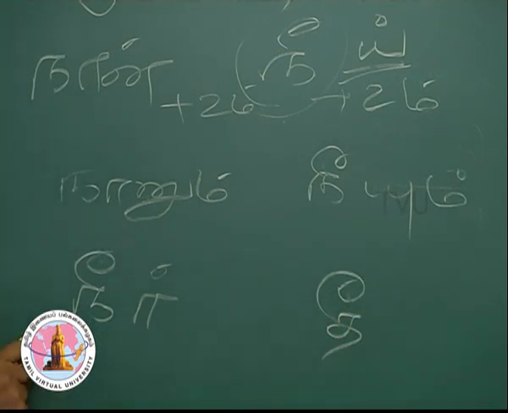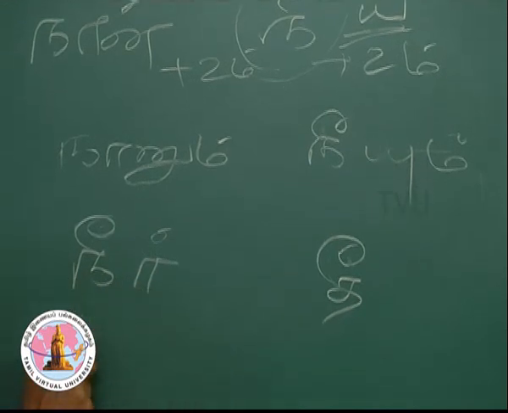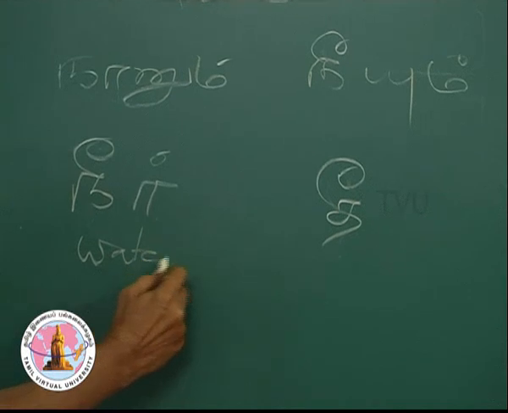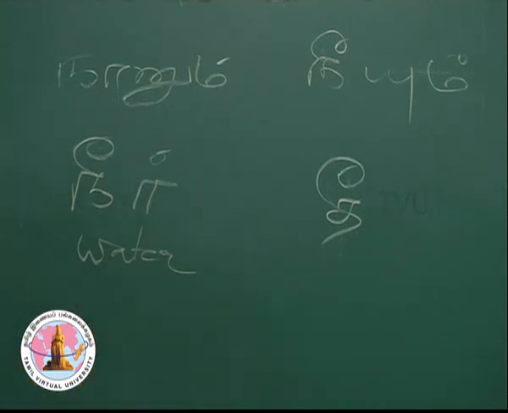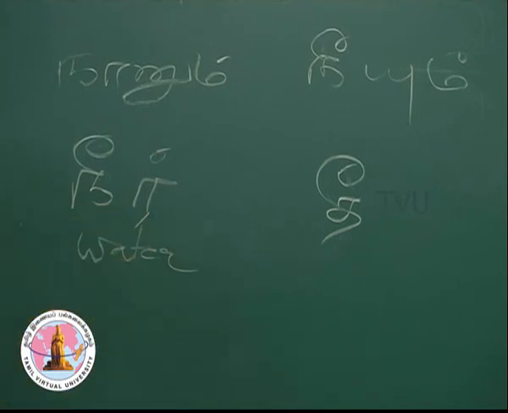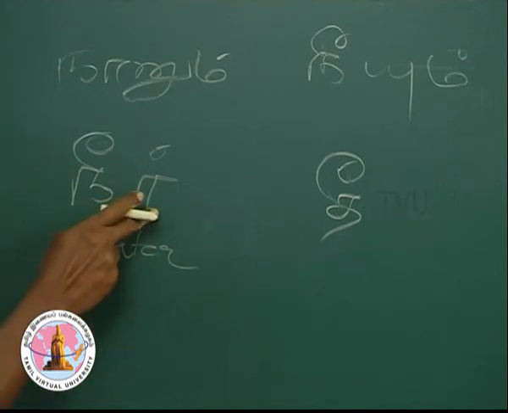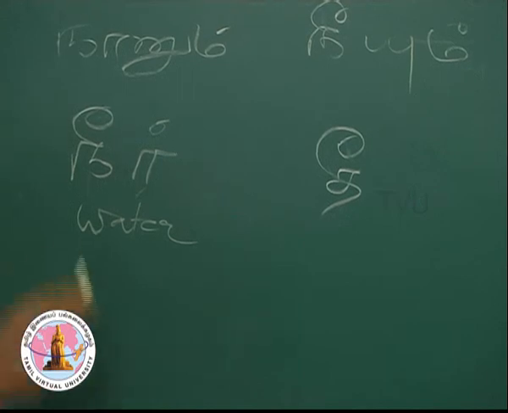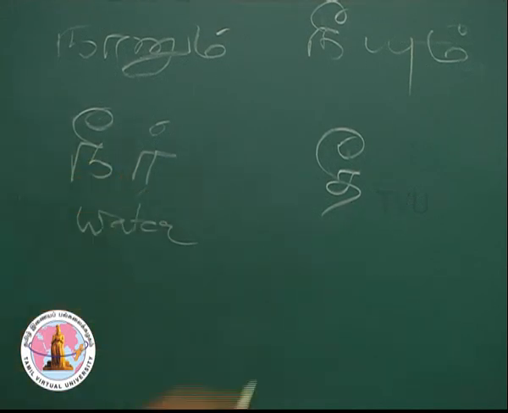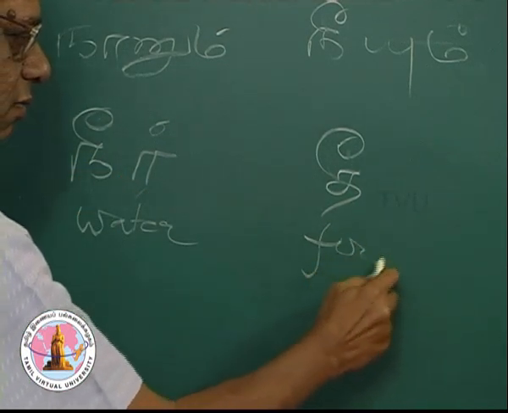What is this? Neer. Neer is water. Remember how I write this; you need not have this stroke at the end. Neer, water, and tee, fire.